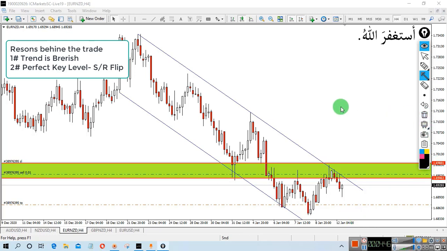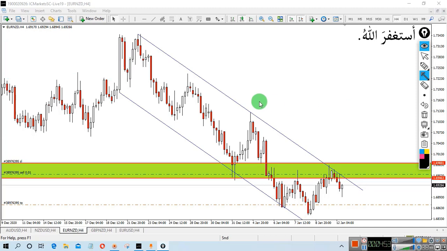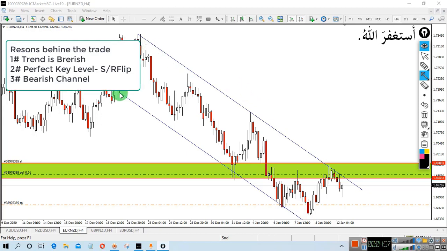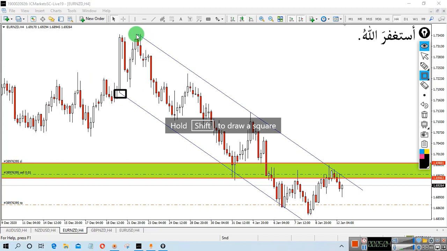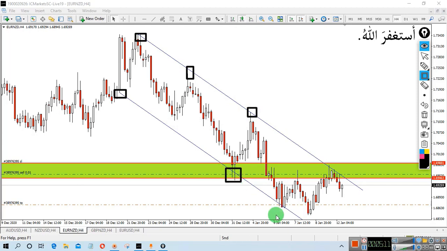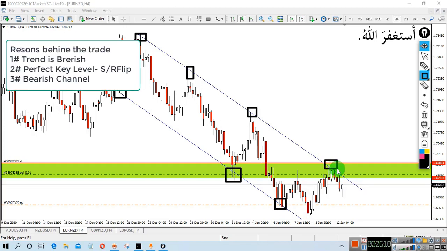Okay, first thing is the trend is bearish. Second thing is we have a key level. What is the third reason? The third reason is this bearish channel. You can see that. Let me highlight. We have a bearish channel here. Market is respecting this channel for quite some time. So the third reason is this bearish channel.